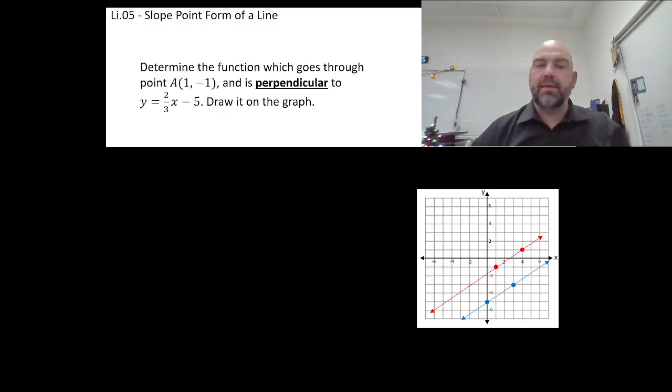We're going to use the same point as the previous one, but now the slope has to change. If the line is perpendicular, that means that the slope is going to be a negative reciprocal. It means we are going to flip this slope. So instead of being 2/3, it'll be 3/2, and we have to make it negative. So we're going to have a slope of -3/2 and still go through the point (1, -1).